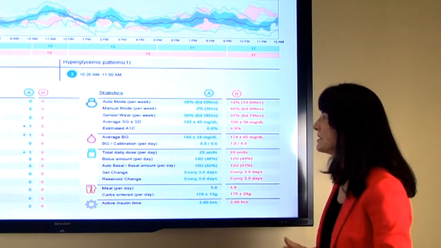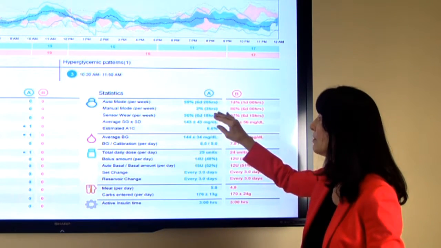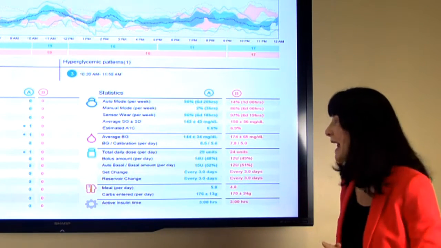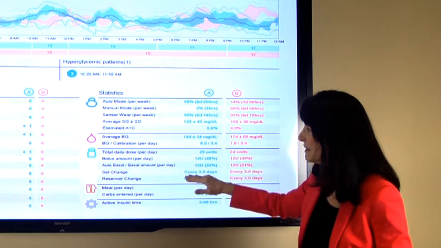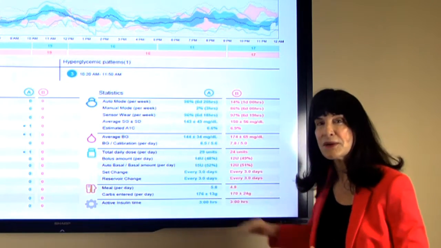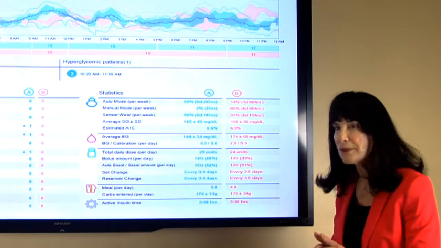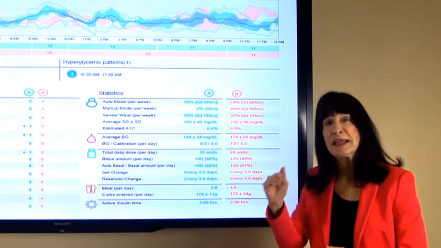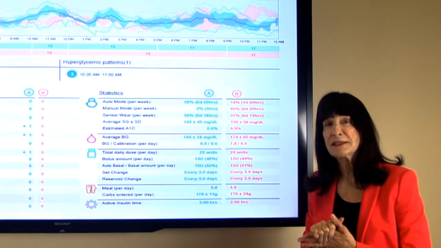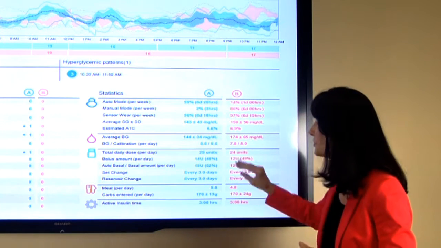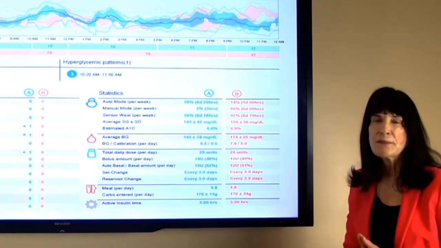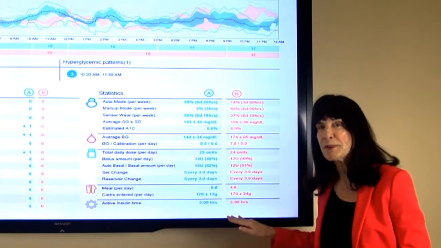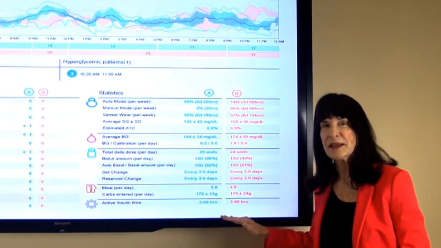And then this is the usual statistics of comparing the amount of time in auto mode, manual mode, sensor wear, average SG, how that would be an estimated A1C, average BG, total daily dose, the bolus amount of insulin delivered compared to the basal amount. And I think we have appreciated that in auto mode, there is a decreasing amount of basal insulin delivered and an increasing amount of bolus, so you can check for that here. And then also some of their behaviors as far as meals and carb entries. And then the other thing you're responsible for, the active insulin time setting for auto mode.